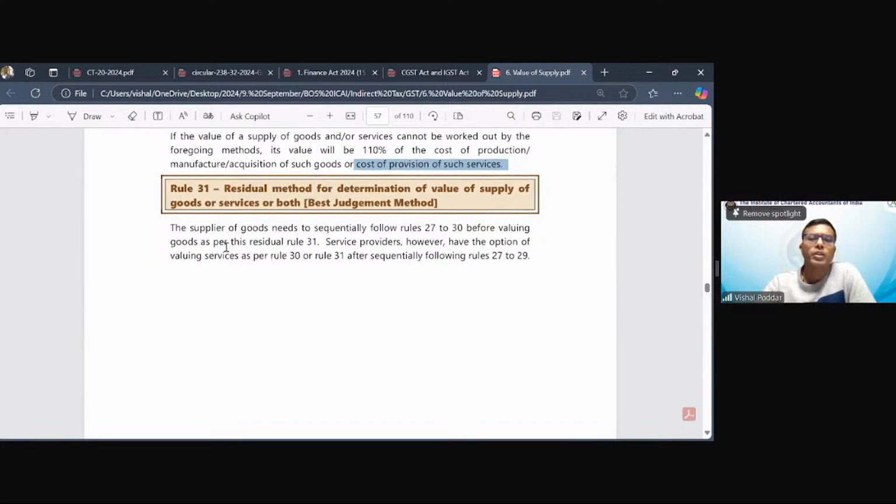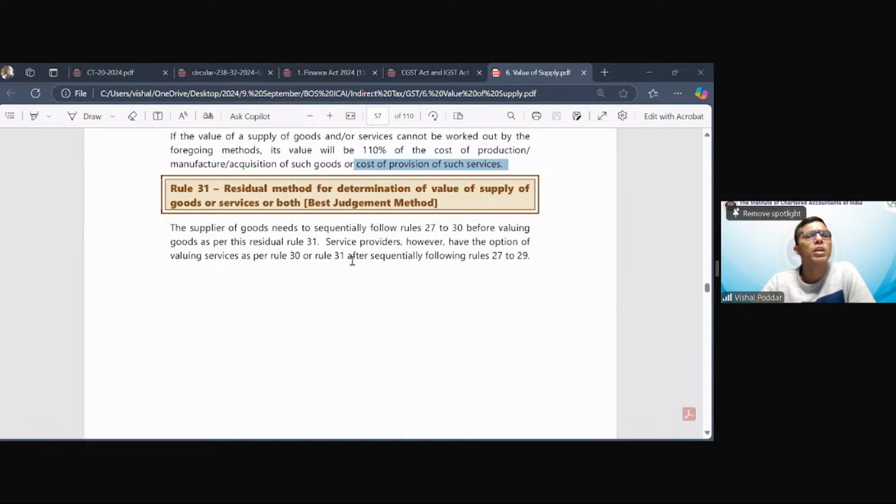But for persons dealing in goods, they have to sequentially follow. First, they have to go to 30, and generally 30 is possible for goods because costing can be done of goods easily. So maybe for goods, 31 may not be required. But for services, they are given an option that if they want, they can skip rule 30 and directly come to 31, because again, for services, costing is difficult.